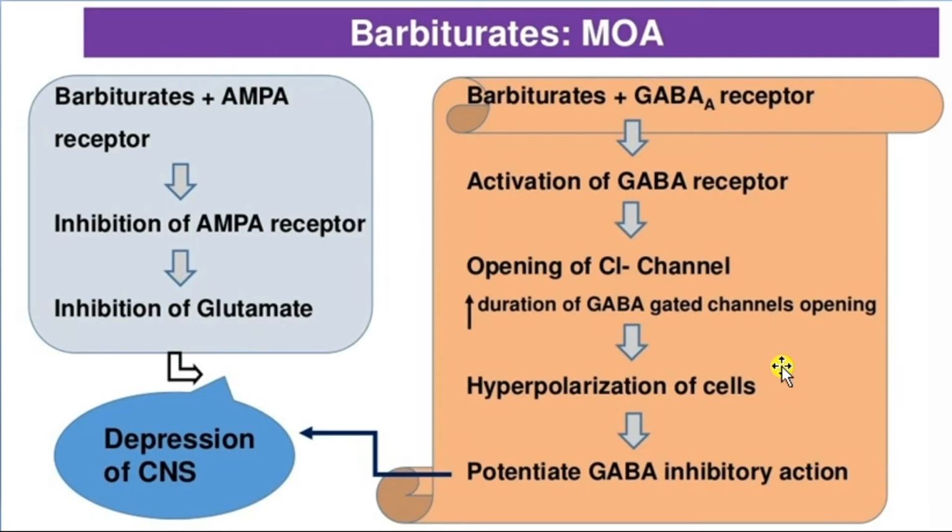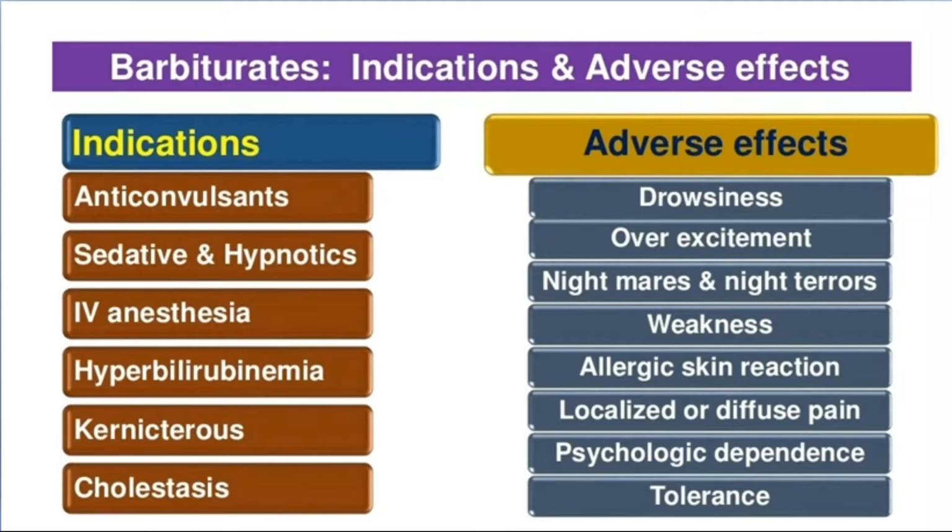Barbiturates, mechanism of action. Barbiturates bind with the AMPA receptor, leading to inhibition of the AMPA receptor and inhibition of glutamate, which leads to depression of the CNS. Or, in another way, barbiturates bind with the GABA receptor, activating it and opening the chloride channel, which leads to increased duration of GABA-gated channel opening, then hyperpolarization of cells, potentiating GABA inhibitory action. It leads to depression of the CNS.